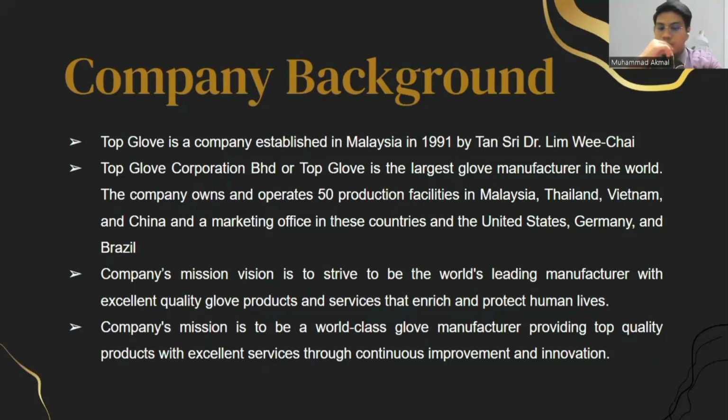Top Glove controls 26% of the world market for rubber gloves. With an eye on the next stage of success, Top Glove aspires to increase its global market share to 30% by 2020 and become a Fortune Global 500 company by 2030. It also wants to grow its business aggressively and seek mergers and acquisition opportunities in the same and related industries. Top Glove's vision is to strive to be the world's leading manufacturer with excellent quality glove products and services that enrich and protect human life. The company's mission is to be a world-class glove manufacturer, providing top quality products with excellent service through continuous improvement and innovation. Next, I will pass to the next presenter.